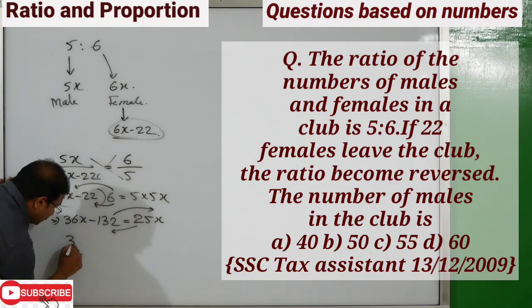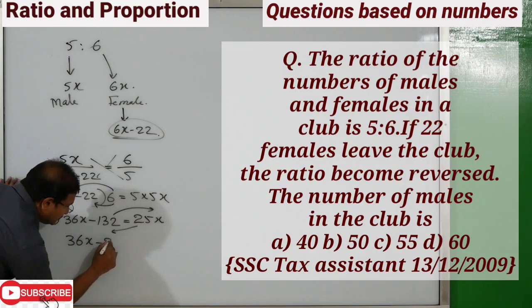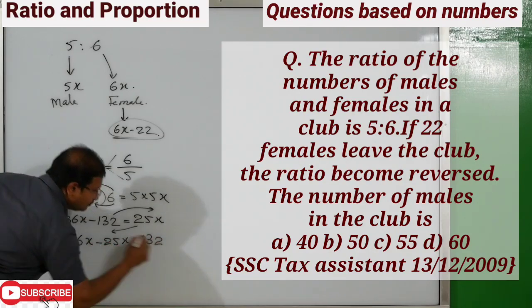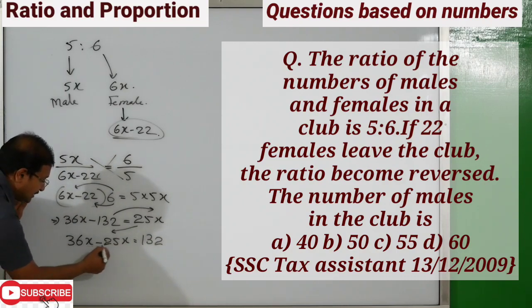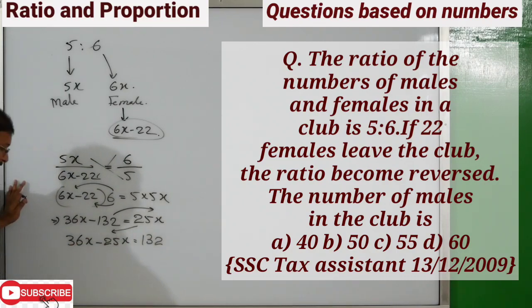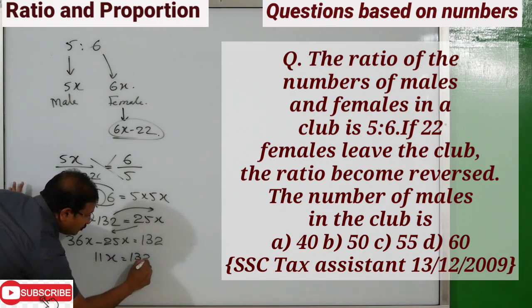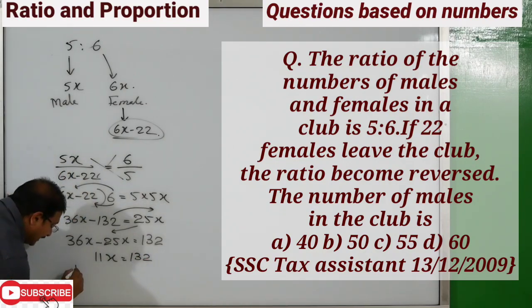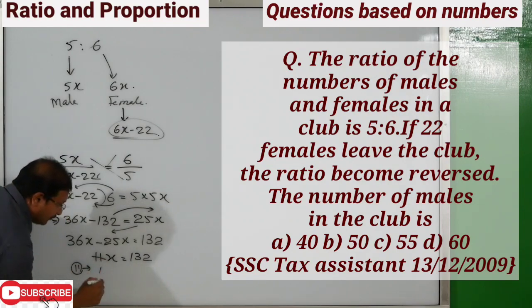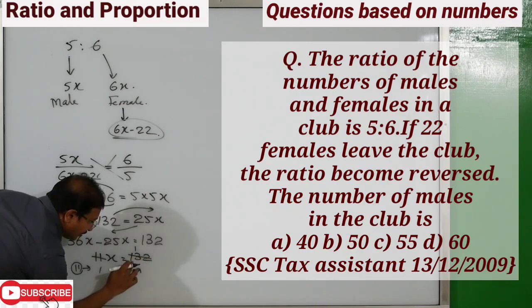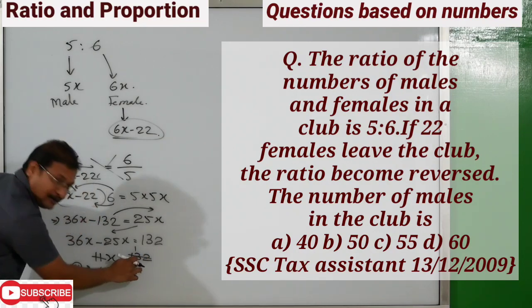That means what will happen? 36x minus 25x equals 132. Now 36x minus 25x, that means 11x equals 132. Now we'll cancel by 11. 11 ones are 11. When you cancel here by 11, 11 ones are 11. From 13 we will get 11.